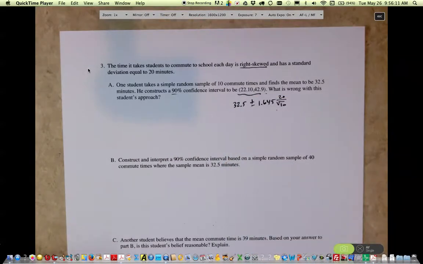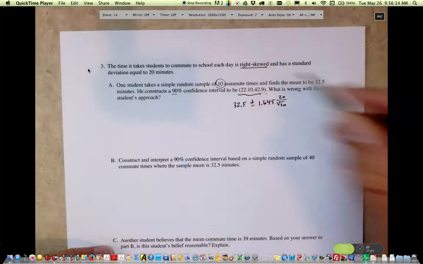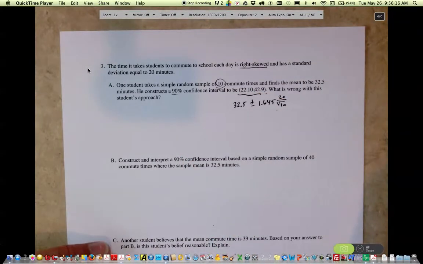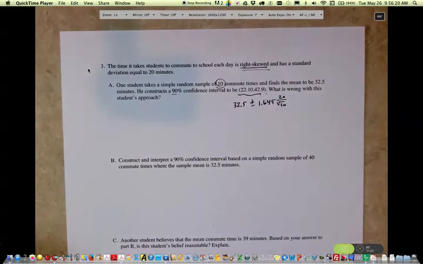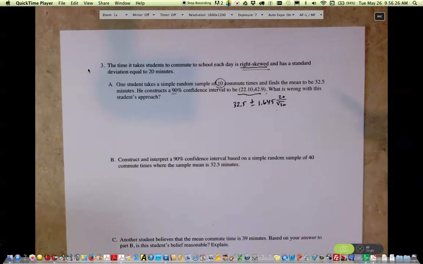All right, the problem is this. N is fairly small. That's less than 30. And the distribution is right skewed. So we're not going to be able to do a confidence interval based upon our procedures in this case. We can calculate it, but it's not going to have any meaning. We're not going to be able to make any interpretations from it because of that right skewness and the small sample size.